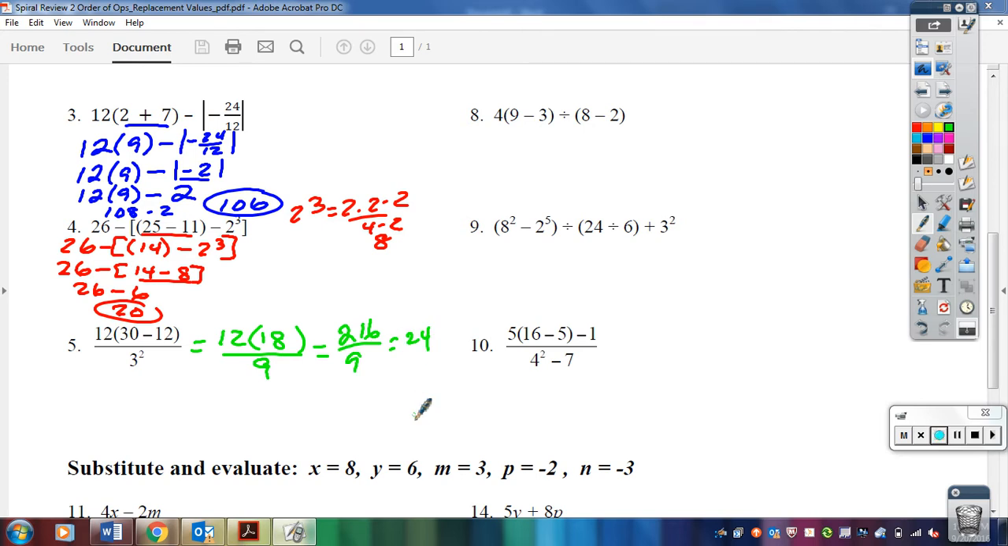Showing all that work, even if I weren't using a calculator. The other thing you could have done is 18 over 9 simplifies. 18 over 9 is 2 over 1. 12 times 2 is the same 24. Circle your answer.